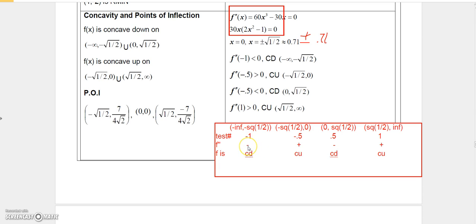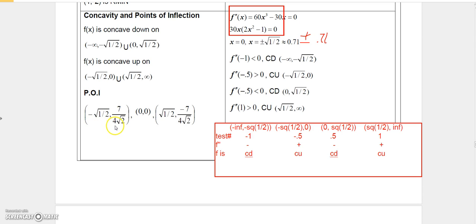So look where the concavity changes. It changed from negative to positive when you cross this value, x equals negative square root of a half. And it changed from positive to negative when you crossed 0. And it changed from negative to positive when you crossed positive square root of a half. So each of these x values yields a point of inflection. But the point of inflection is actually the x and y value.